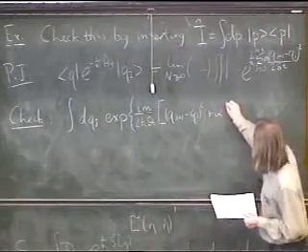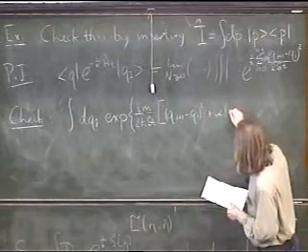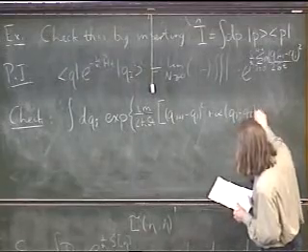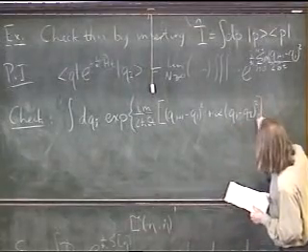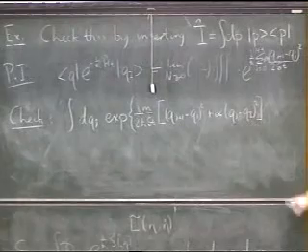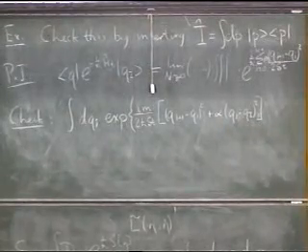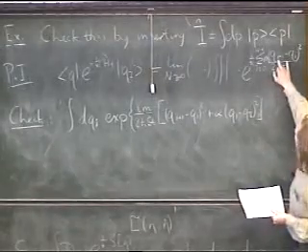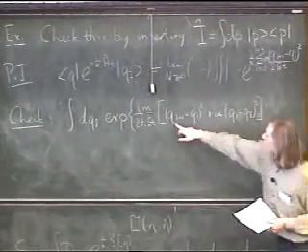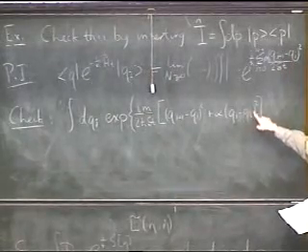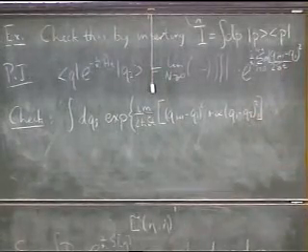And exponential of i m over 2 h bar delta t, 1 over j plus 1, (q_{j+1} minus q_i) squared. So this is, of course, precisely, the point is this is exactly of the same form.